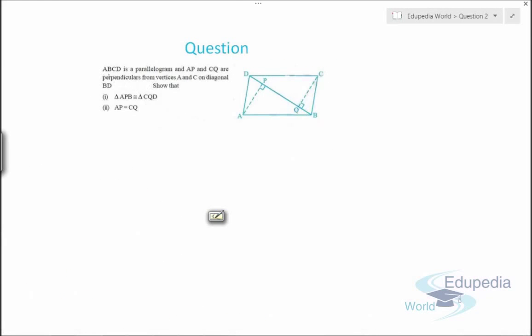Now question number 2 says that ABCD is a parallelogram and AP and CQ are the two perpendiculars from the vertices A and C on the diagonal BD. Show that triangle APB is congruent to triangle CQD, and we need to prove that AP equals CQ. So let's discuss how we can prove this.